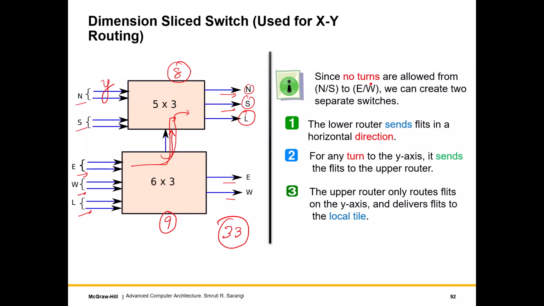So the key idea is that we have been able to design a circuit where the insights are given here. No turns are allowed from north, south to east, west. Hence, this is a one-way arrow. Nothing can come from here to here. The lower router would send flits in a horizontal direction, or for an XY turn would send it here. And the upper router can only send it either straight or to the local tile.